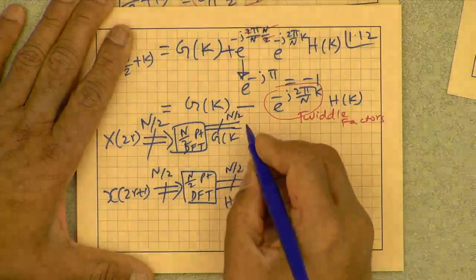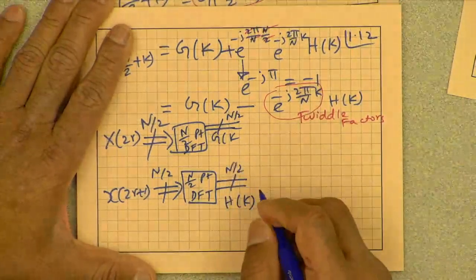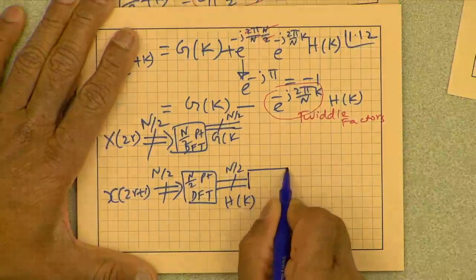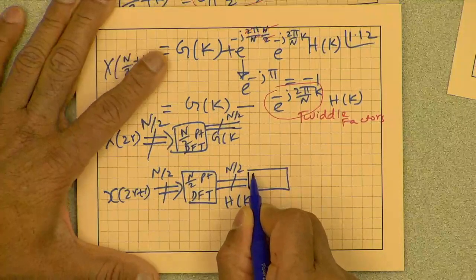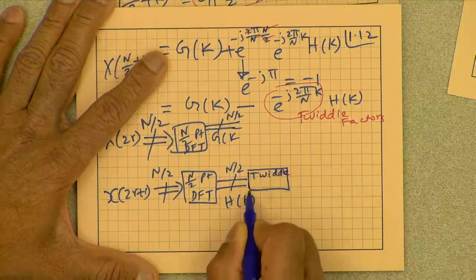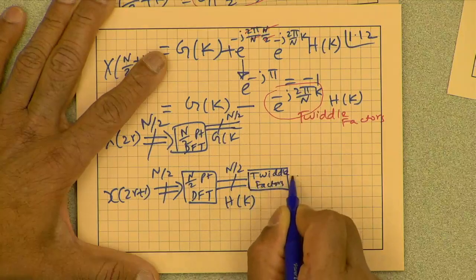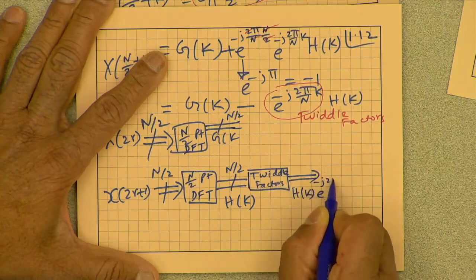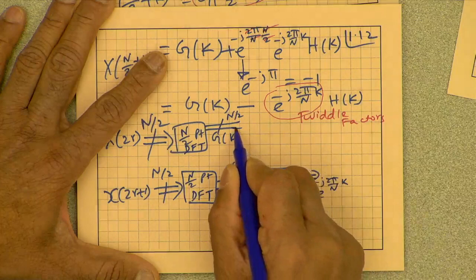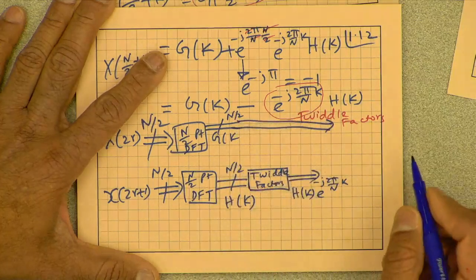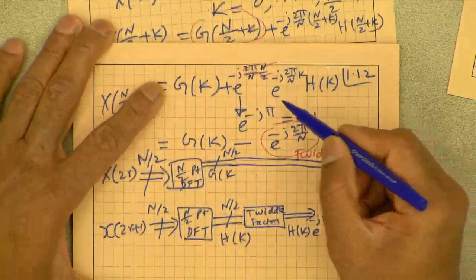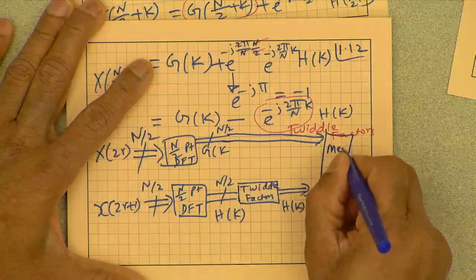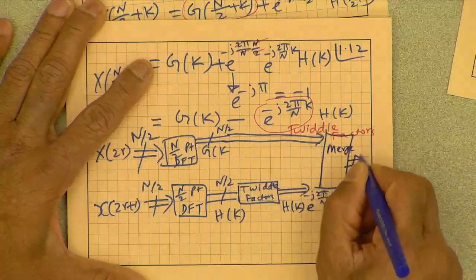Okay. So then we multiply H[k] by the twiddle factors, giving H[k] e to the power minus j 2 pi over n k. And then do the add and subtract and merge these two. And that's where the butterflies come in. And then we get the n-point X[k].